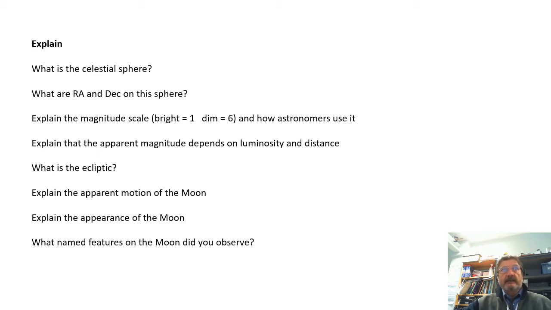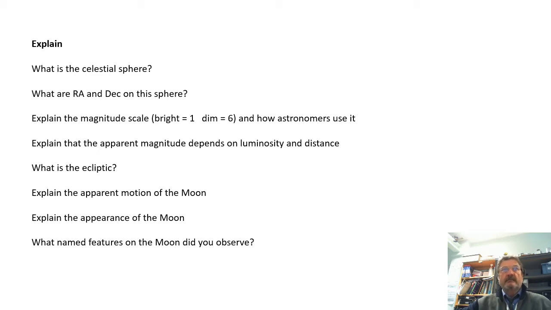Explain that the apparent magnitude of a star depends on its luminosity, how much light it gives off, and how far away it is. There's actually an equation for working out the distance you might want to mention. What is the ecliptic? Very important. What is the ecliptic? And explain the apparent motion of the moon.